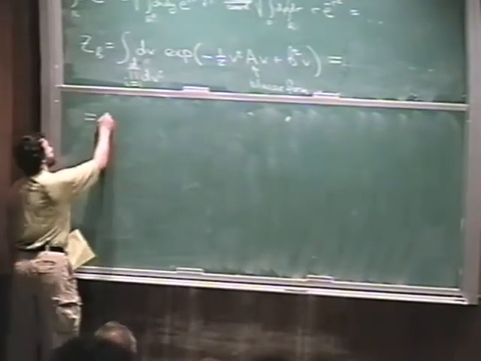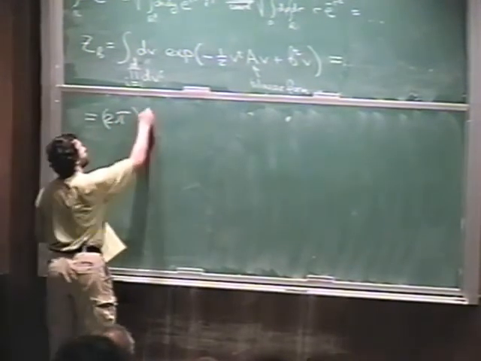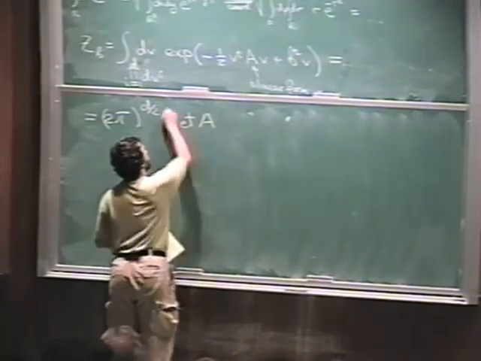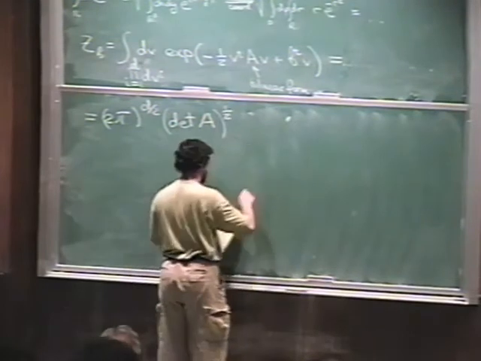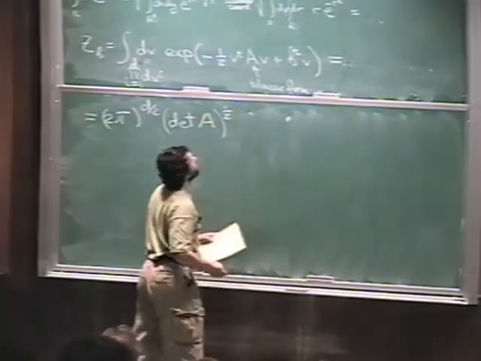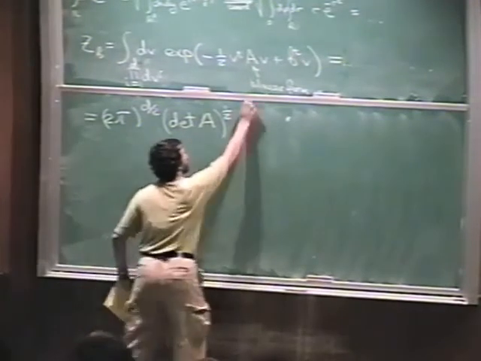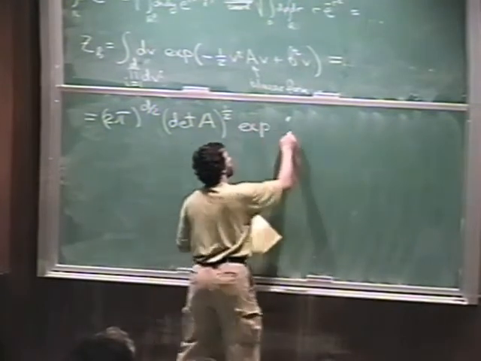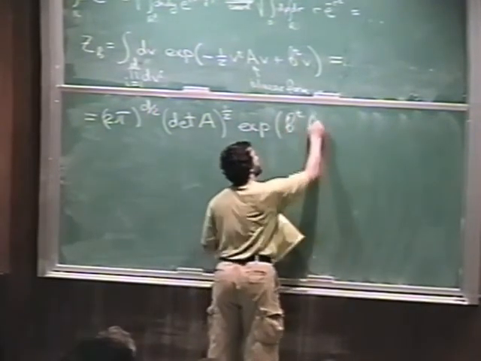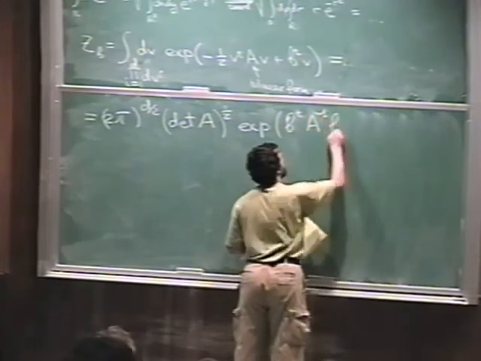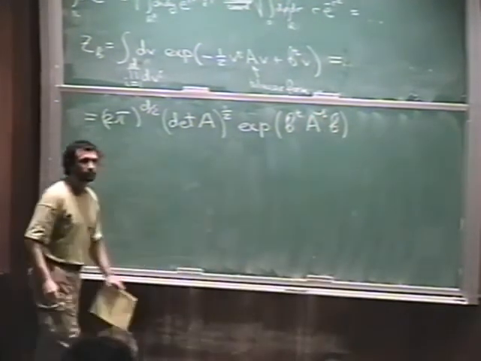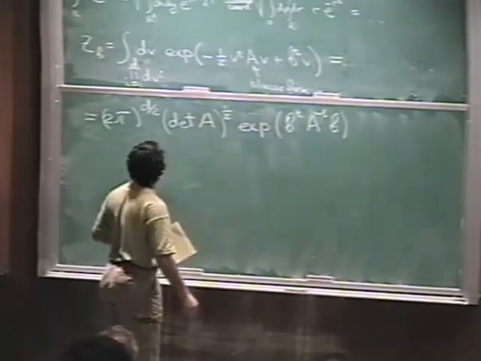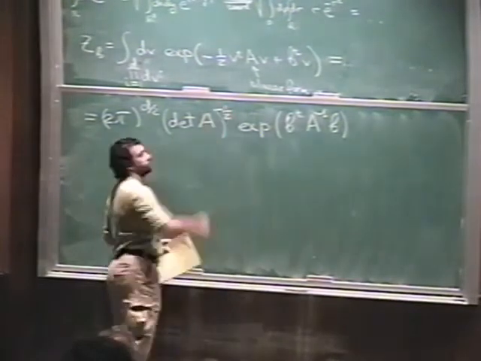So then this is just 2 pi to the power d over 2, determinant of A to the power minus half. And then there's a new piece coming from this B, from the additional linear term, which is the exponent of B^T A inverse B, with a factor of one half.